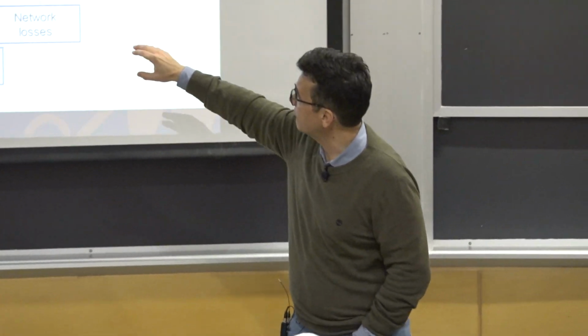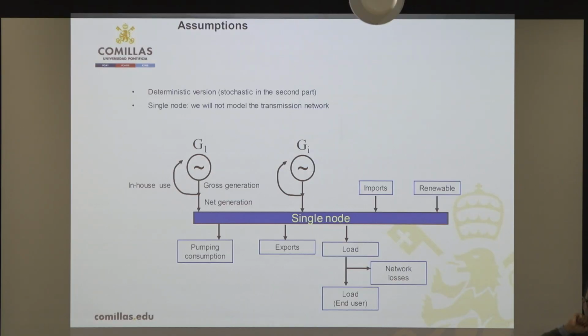Today, now I'm going to do a single node approach, which means that we are going to optimize this unit commitment as if all the generators were injecting power in one single node without modeling the network constraints. You see what I mean?